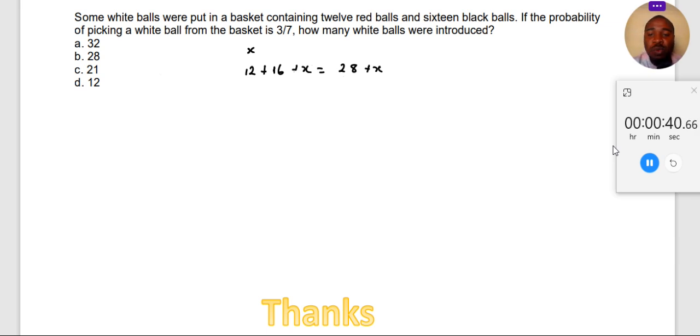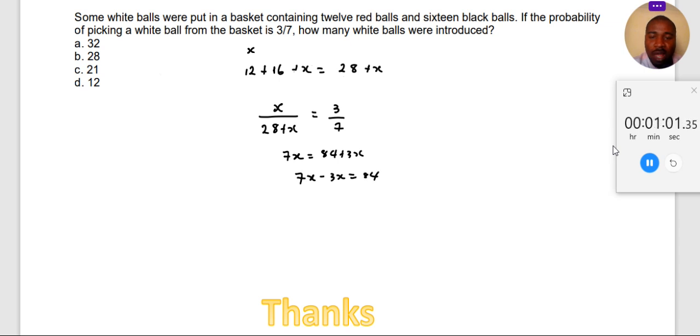So we can write the probability, which is x over 28 plus x, and that is going to give us 3/7. Fantastic. So we can do cross multiplying. We have 7x is equal to 84 plus 3x, right? So we can collect like terms. We have 7x minus 3x is equal to 84.